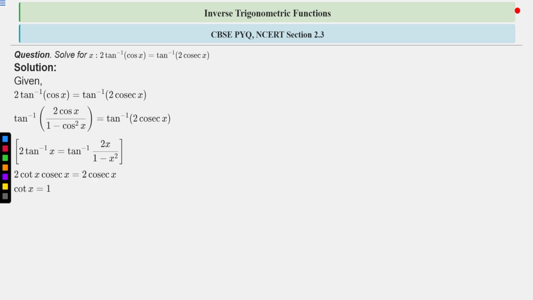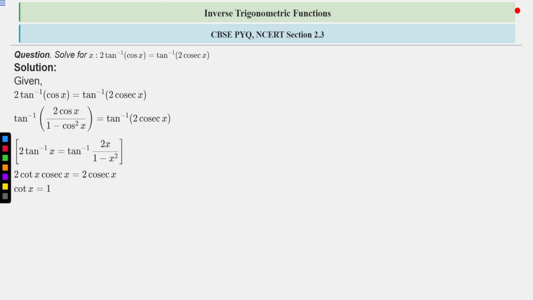Because 1 minus cos square x is basically sine square x, so we have 2 cos x upon sine square x. So 1 cos x upon sine x will be cot x, and 1 upon sine x will be cosec x. So 2 cot x cosec x will be equal to 2 cosec x, right?